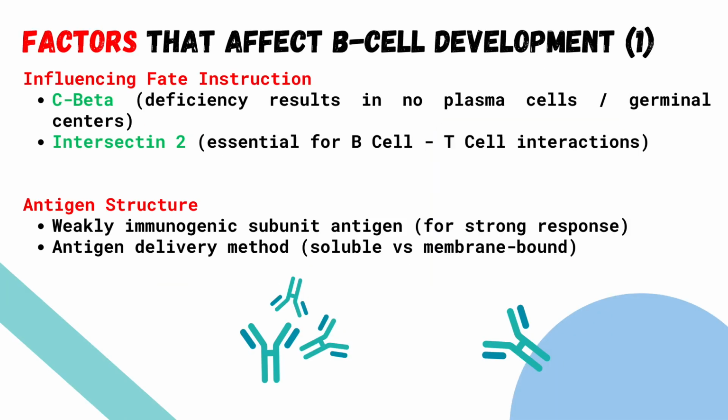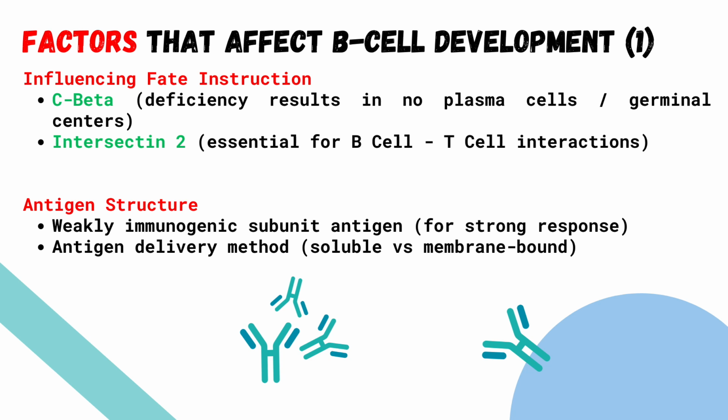Instructive factors include protein kinase C-beta and intersectin 2. One study highlights that protein kinase C-beta deficient mice cannot develop plasma cells or germinal centers following immunization, due to its role in regulating B-cell polarization and metabolic programming.